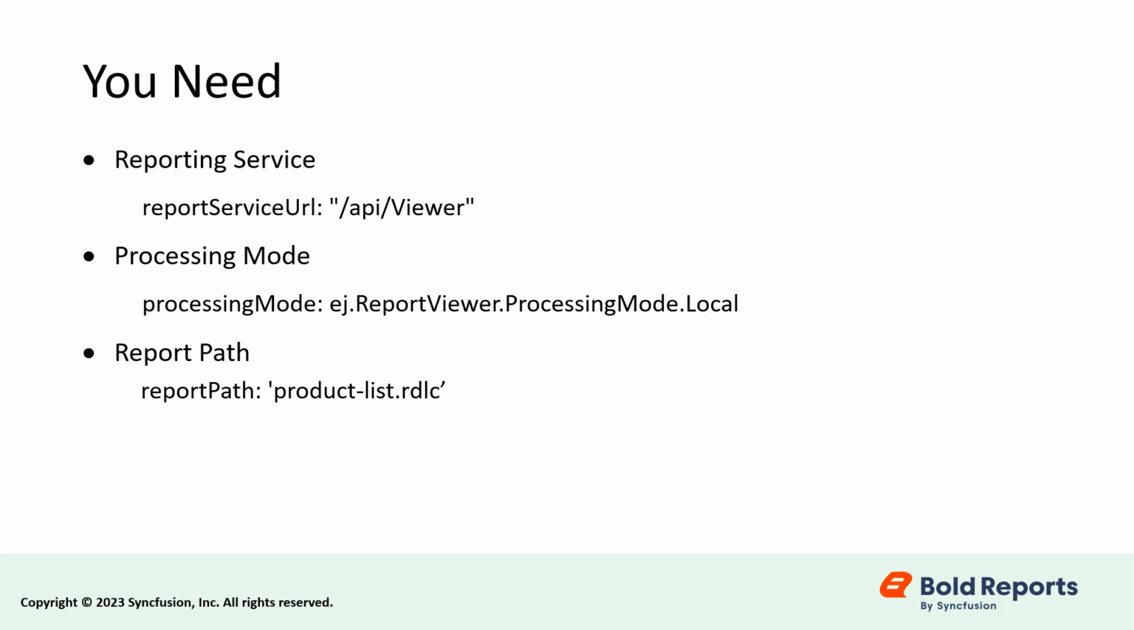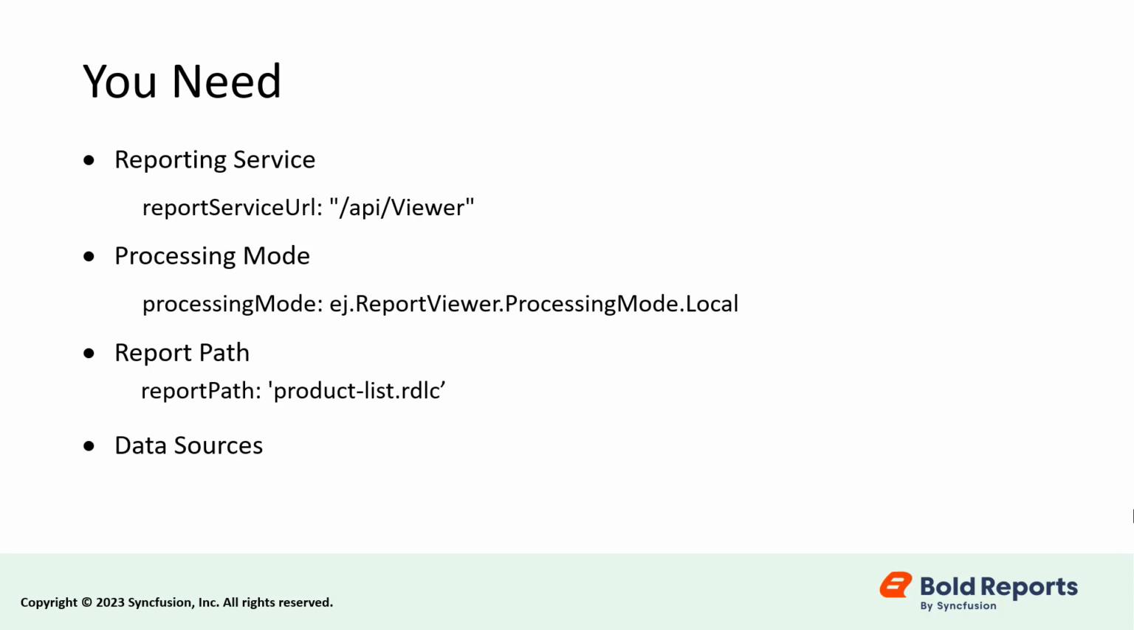Report path. This option is used to set the path of the report that we are going to render in the React report viewer. Data sources. These are used to assign the required data to the report.